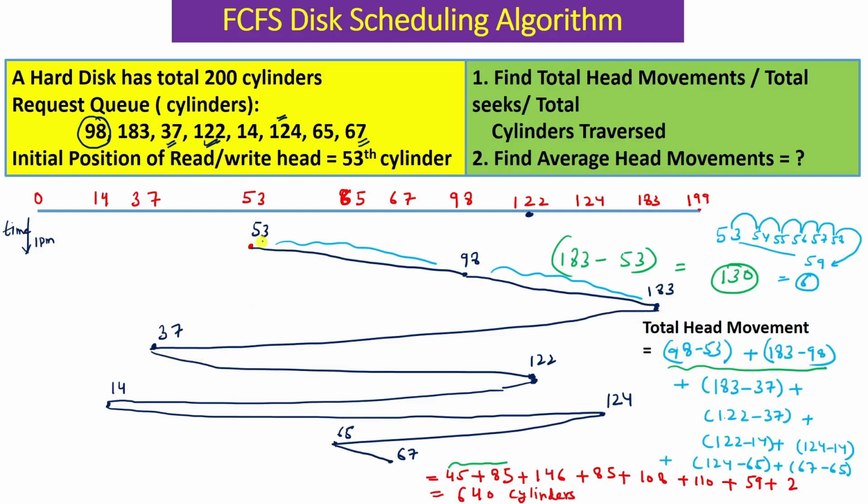We also saw that we can directly subtract 183 minus 53, because these are in the same direction. Then also we will get this 640 only.